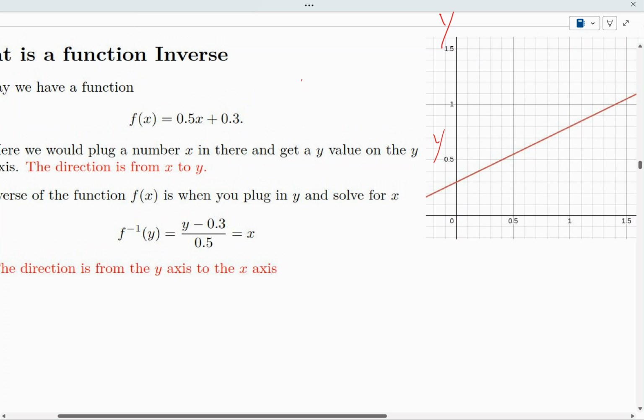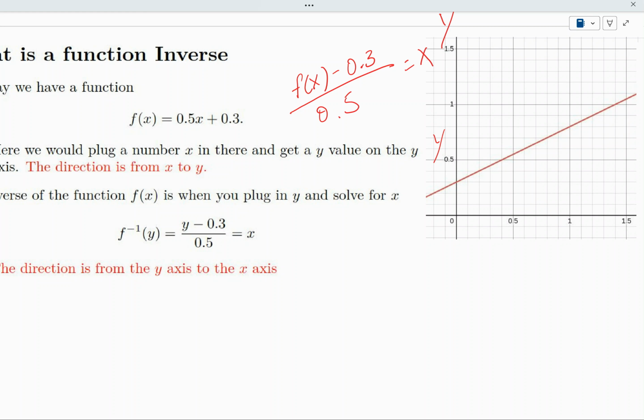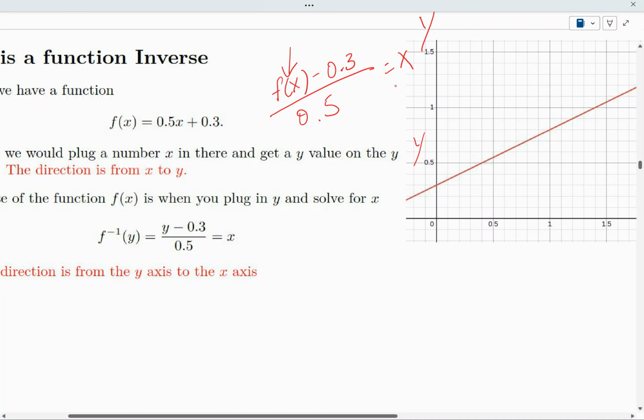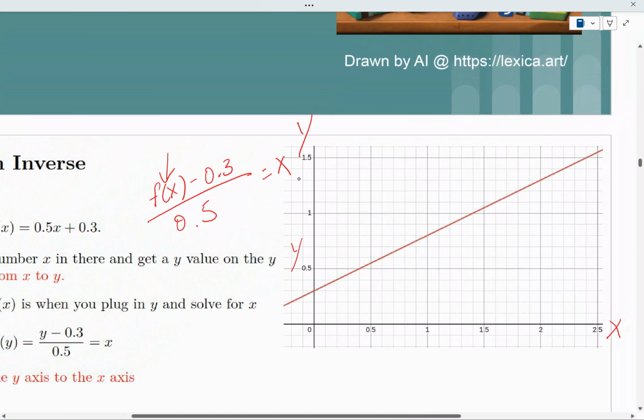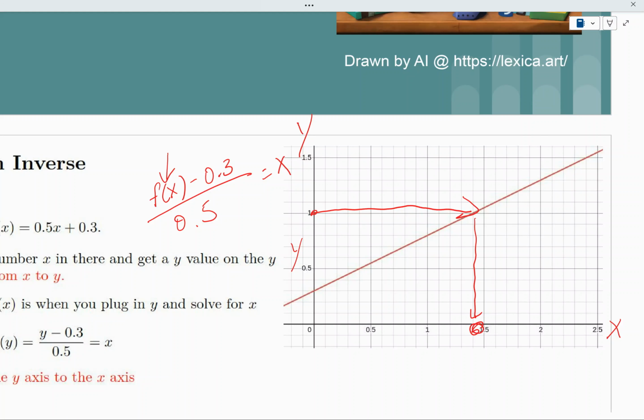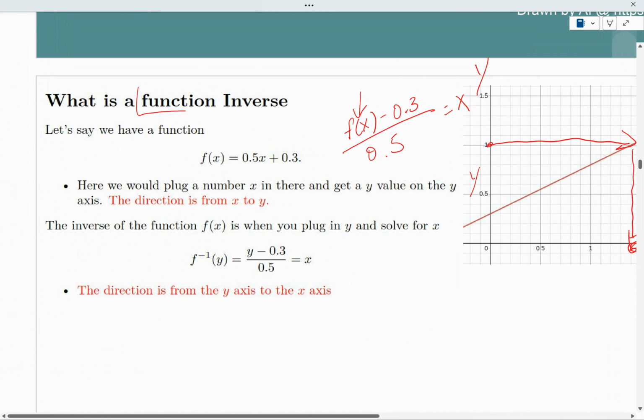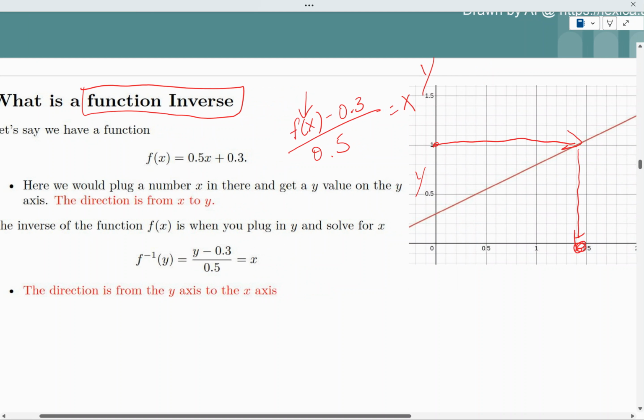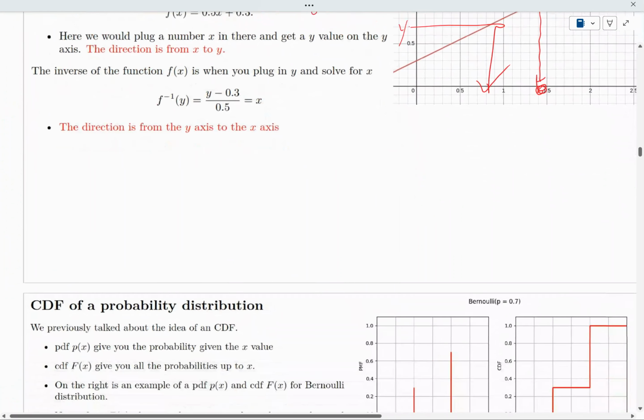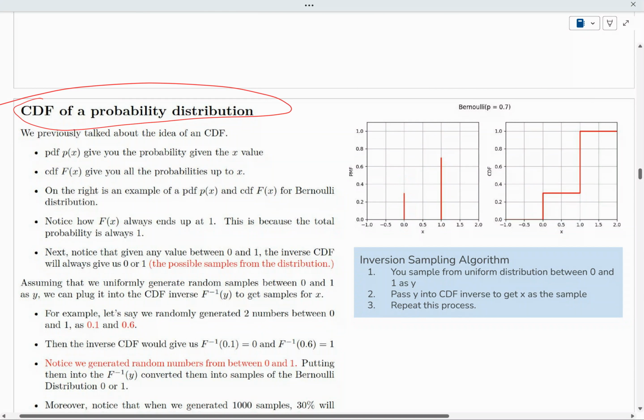Now, the inverse of a function, which is denoted with this inverse symbol, basically you just do it backwards, where you solve the equation in terms of x. So you're looking for x. You're plugging y in, and you're getting x out. So the direction looks like this. You plug y in, and then you get some kind of x value out. That's essentially a function inverse. Okay, so hopefully that picture is clear, the difference between this way versus this way. That's an inverse.